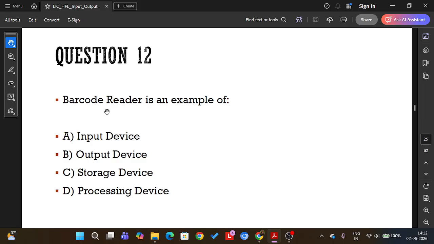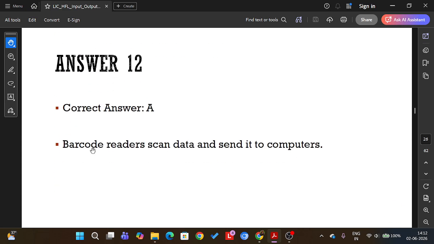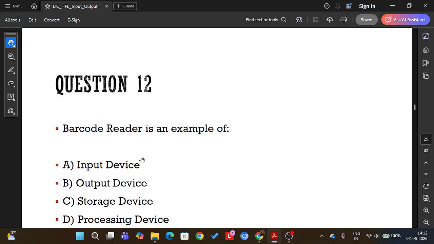Question 12. Barcode reader is an example of an input device, output device, storage device, or processing device? A barcode reader scans a barcode. That means it scans data and sends it to the computer. So option A, input device, would be our answer.